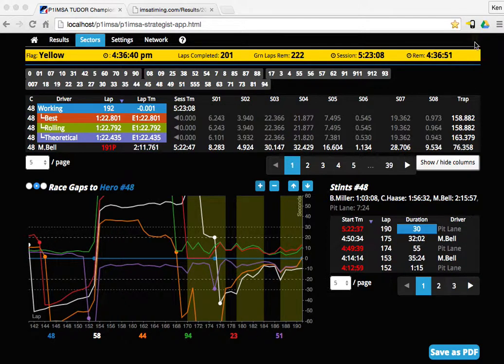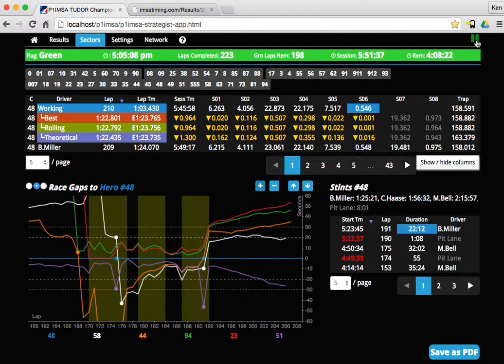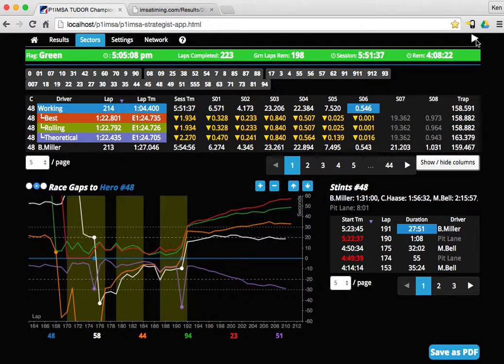Let me freeze this screen for a moment so that we can observe this in more detail. Along the x-axis here, we have the last 50 laps of the race so far. So we have laps about 163 up to 213 or so. Along the y-axis here, we have the number of seconds ahead or behind the follow cars are relative to your hero car. So your hero car, 48, is on the 0 line. It's this blue line over here.